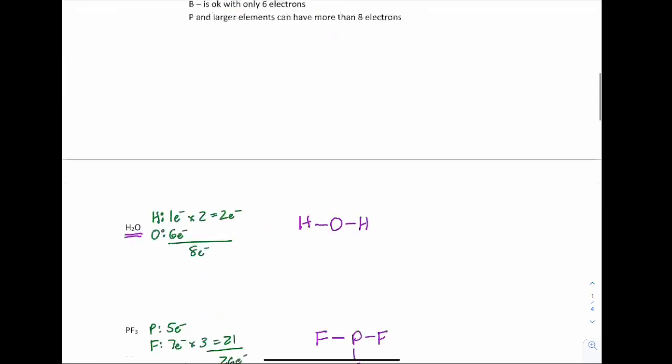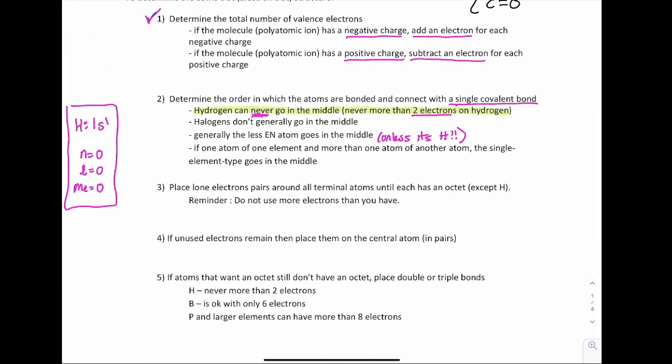Okay, back up. We're still only on rule 2. So rule 3 tells us, now that we've completed 2, to place lone pairs around all terminal atoms, so those are the ones on the outside, until each has an octet, except for hydrogen, because hydrogen can never have more than 2 electrons. And if it has 1 bond, it already has 2. Again, hydrogen only has electrons in the first shell. The first shell only has 1 orbital, never more than 2 electrons around hydrogen.